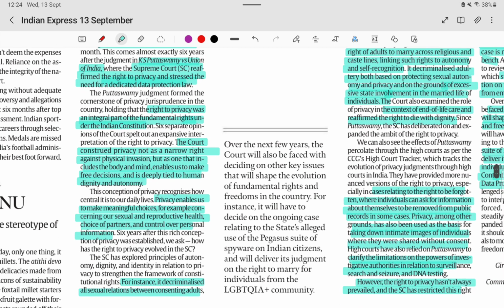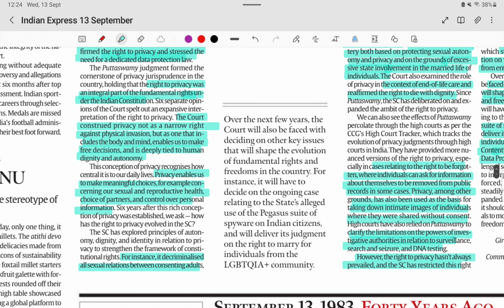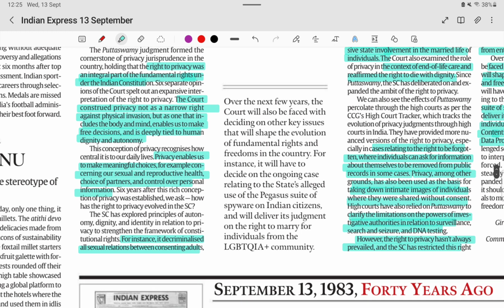The Puttaswamy case gave the verdict that fundamental rights are an integral part of the Constitution. So that is an important and landmark judgment. The court construed privacy not as a narrow right against physical invasion. It is not only about physical invasion. It includes the body and mind, enables us to make free decisions, and is deeply tied to human dignity and autonomy, because if you lose your privacy, then you cannot live with your dignity.